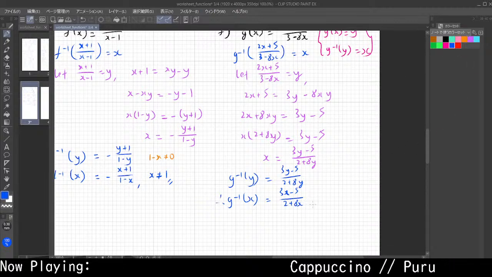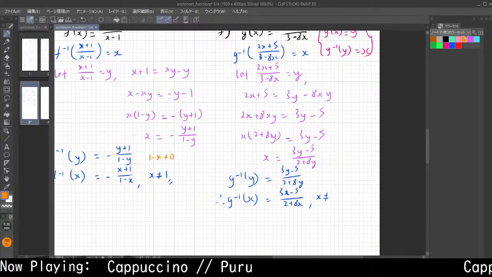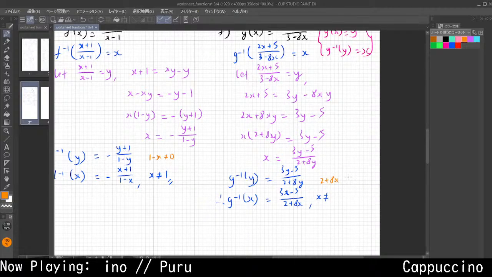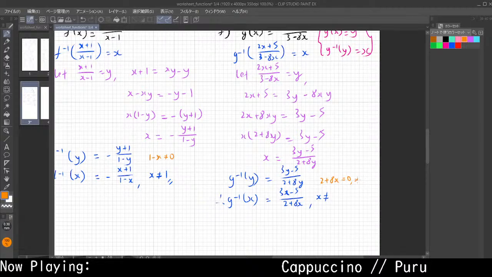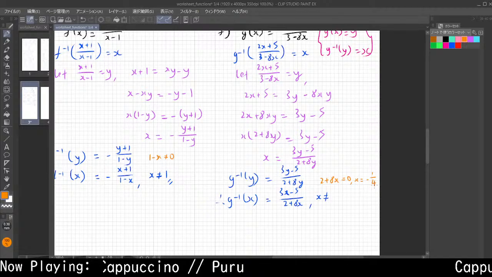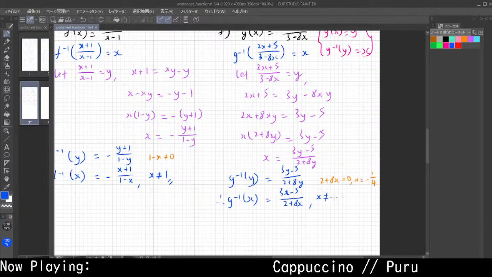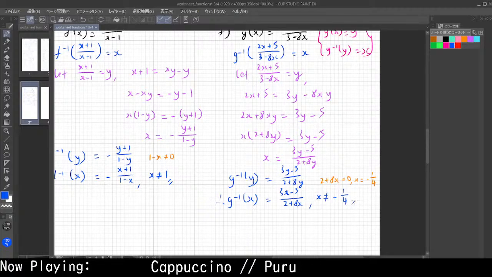And same thing, there's an x at the denominator, so there are some numbers that x cannot be equal to. How do you find what number this is? Your denominator must not be equal to 0. You will find that x will be equal to negative 1 over 4 in this case. You can substitute it inside to see that it holds true. Therefore, x cannot be equal to negative 1 over 4. Nothing else other than that you need to do. This is your answer.